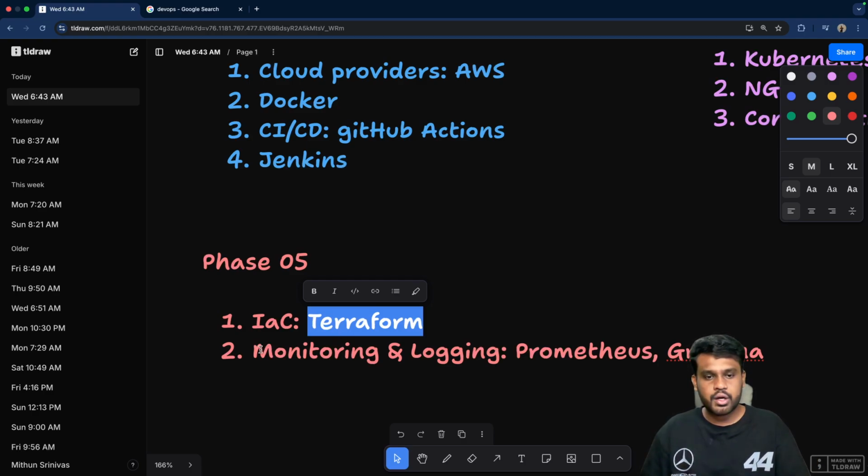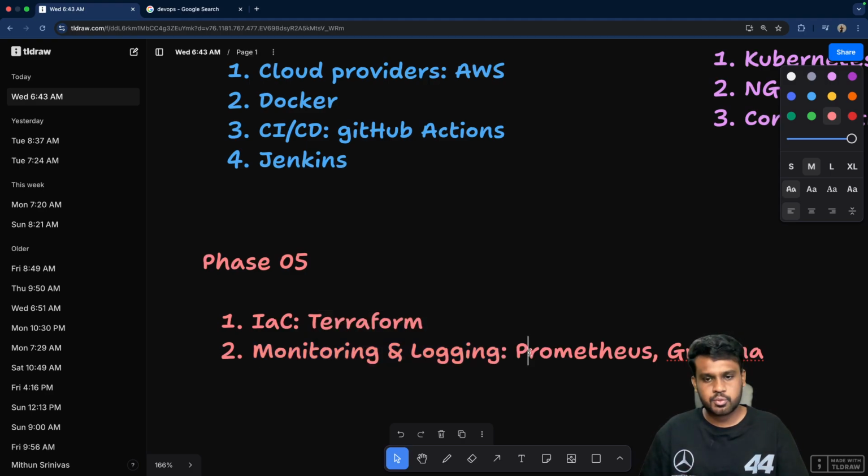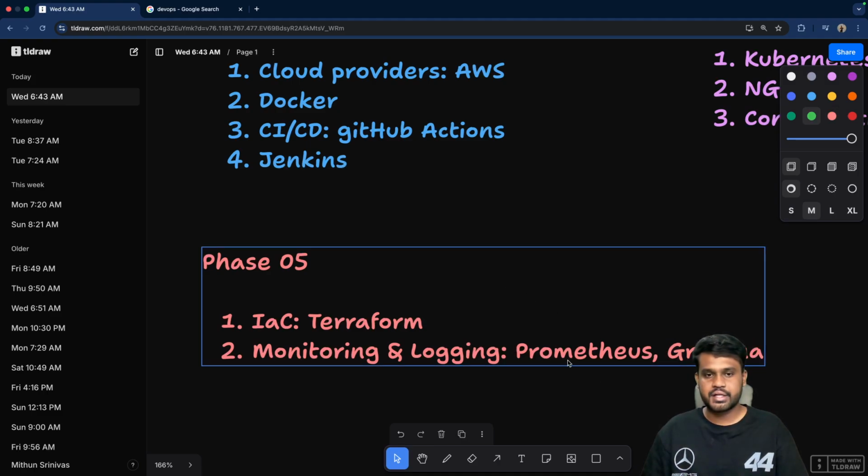And finally, monitoring and logging. Once the application is deployed and it's serving, you should monitor it, right? And if you want to debug, you need to have logging functionalities. There are a lot of things, but I would recommend starting with Prometheus and Grafana. These are a good stack to get started with.